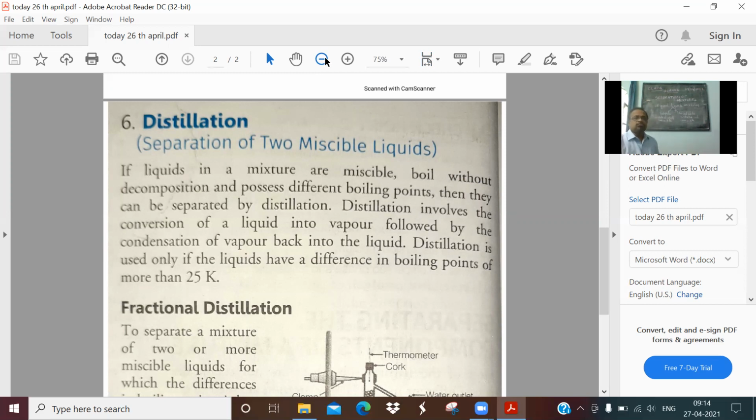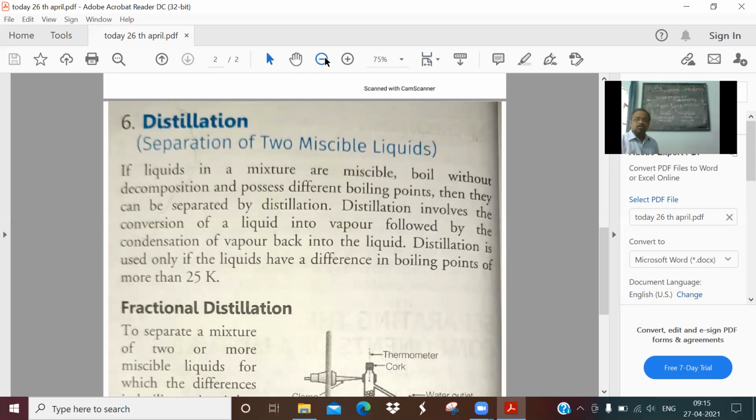Distillation involves conversion of a liquid into its vapor, followed by the condensation of the vapor back into the liquid. I told you in the previous lesson also, distillation involves evaporation followed by condensation. So I'm reading it again. Distillation involves the conversion of a liquid into its vapor, followed by condensation of the vapor back into the liquid. Distillation is used only if the liquids have a difference in boiling point of more than 25 K.